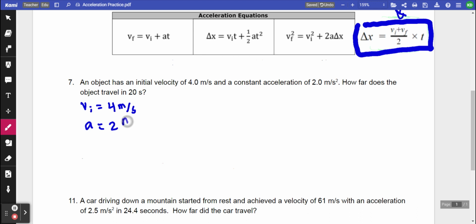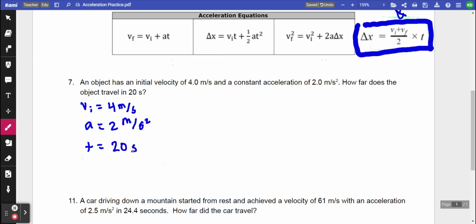Sorry, guys, it's not writing. There it goes. All right. How far does the object travel in 20 seconds? So I've got one more piece of information given to me, and that is a time. So we're going to write t equals 20 seconds.